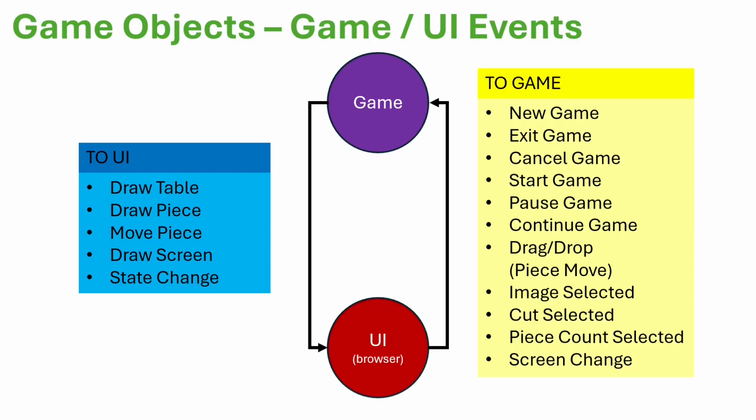So for instance, when we first start the game, a person can only do a new button or an exit game. They can't pause a game or start a game because nothing's been selected. Or if the game is finished, you can't pause a finished game anymore, so we need to disable that button. Things like that. And the UI has to report things back over to the game, things like a new game, exit game, where they cancel the start of the pause, the drag and drop, continue the game, where they've selected an image, selected a cut, where they selected the piece count. Anything that happens within the UI has got to be reported back to the game so that the game will know what to do with it, whether to send it onto the table or process it itself.